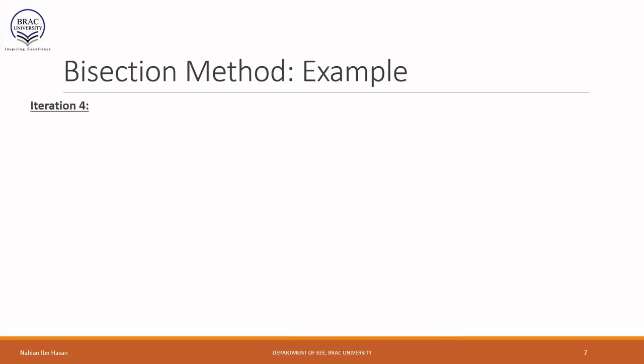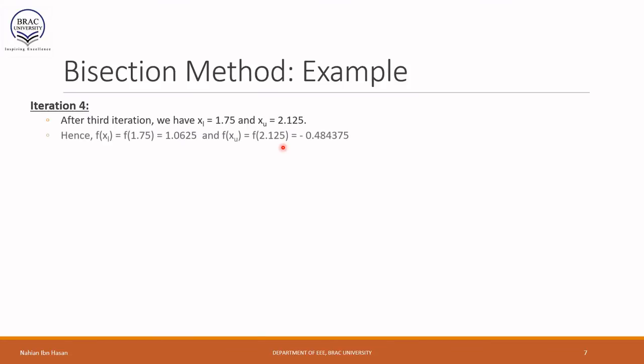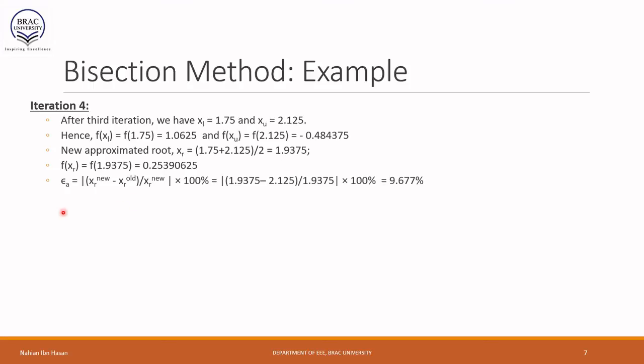So in step 4, we have the new boundary 1.75 and 2.125. We have got this result from the third iteration, from the previous iteration. So we recalculate similarly f of xl, which is 1.0625, and f of xu, which is negative. So these are of opposite signs. We don't need to re-verify that since we already did that in our first iteration. So we directly get our approximation of the root, which is 1.9375, and we calculate the epsilon a, that means our approximate error, which is 9.67%.